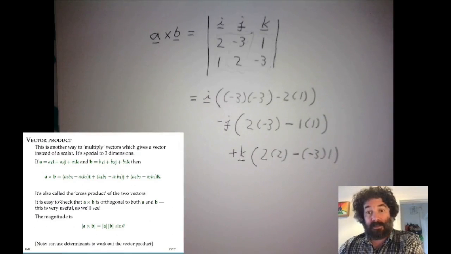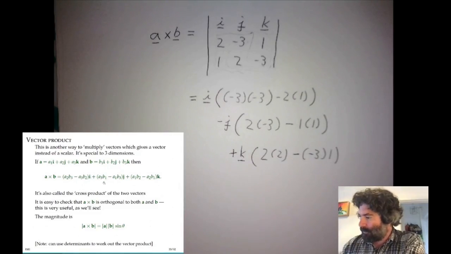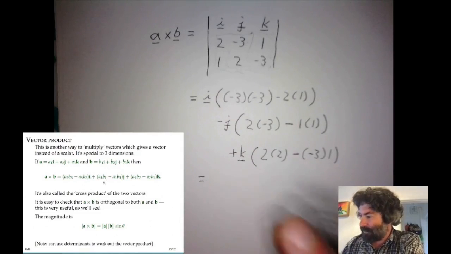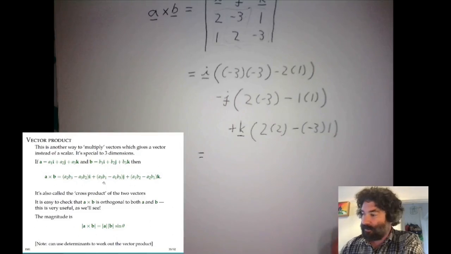Okay, so this is the determinant. And if you look on this slide here, you can check we've actually written down the same formula as what is shown on the slide. Okay, and so let's calculate each of the components here.